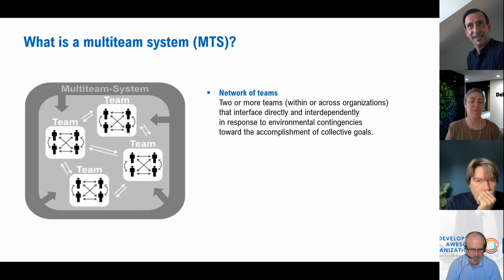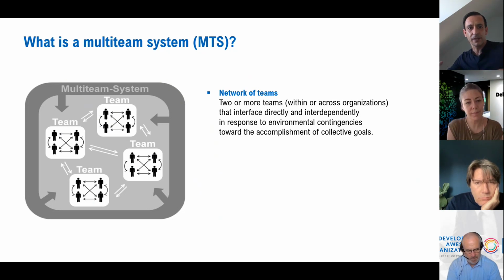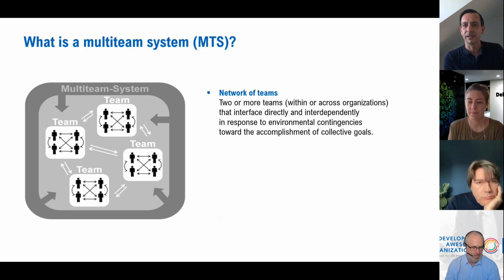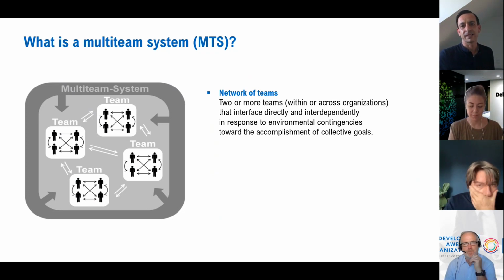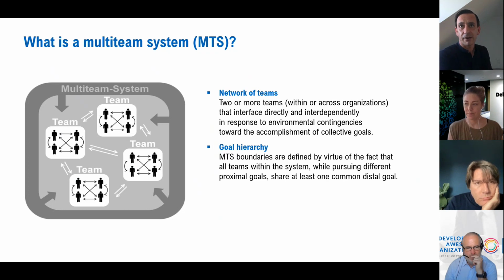Two or more teams that can be within one organization or also across organizations, that interface directly and interdependently, always responding to environment contingencies and towards the accomplishment of a collective goal. So what is the idea? You have an overarching goal that has to be done by the multi-team system. The task is, on the other hand, so complex that it can't be reached by a single team. That's why you need different competencies, different things that are done by the individual so-called component teams, and they are placed in a so-called goal hierarchy.